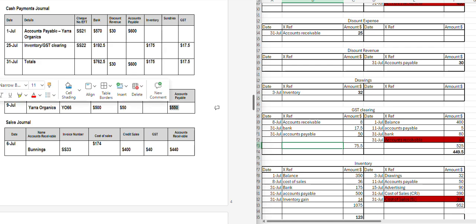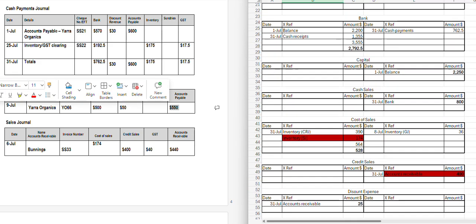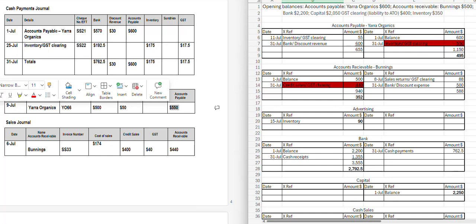$550 total. That is an amount increasing our liability because we're going to have to pay that to our supplier at some point in the future. So that's going to increase our liability. An increase in the liability is a credit entry. So again, we need to do a slash entry here because part of that 550 is made up of inventory, $500, and the other 50 is GST clearing. So we need to cross-reference the 2 other accounts affected by that.